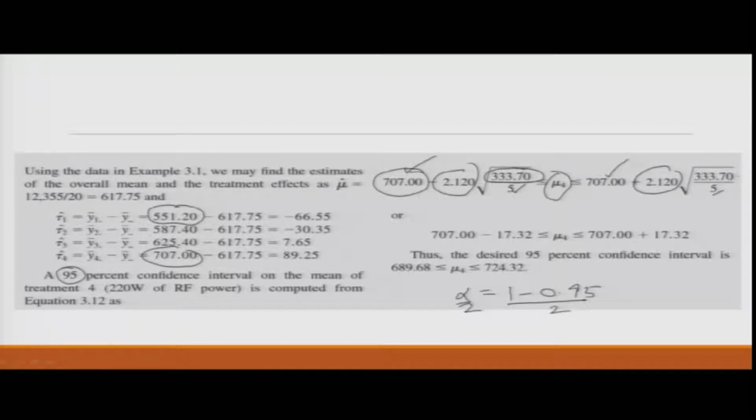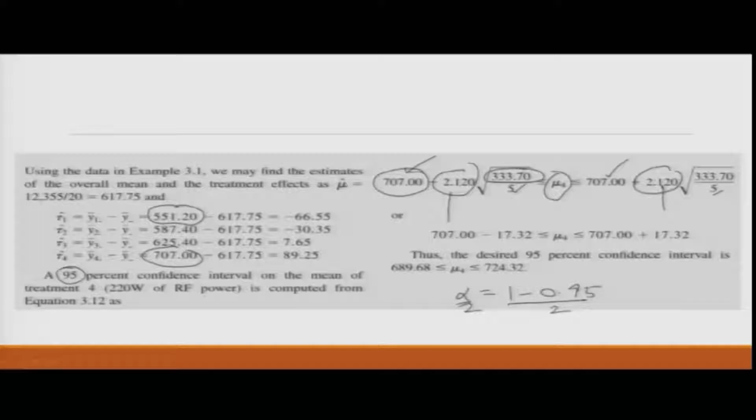For the 220 watts, the t values would be changing, because the t values would increase or decrease depending on the confidence level, which is changing. In that case the alpha by 2 value would also change, because if it is a 90% confidence level, in place of 95 you will have 90, so it will be 1 minus 0.9, that is 0.1, divided by 2, that is alpha by 2.